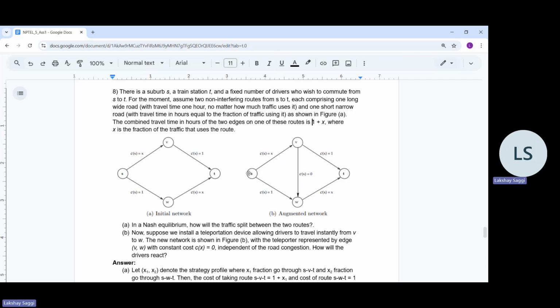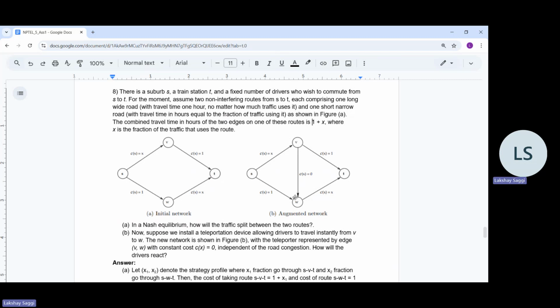But what actually happens is it is not 1 plus x2. Some people go from S to V and are now presented with a choice. Let's say an x1 fraction goes from S to V, so the cost they pay is equal to x1. Now from V to T, they have a choice either to go to W and then to T, or just go to T directly. Note that going to T directly will always have a cost of 1.